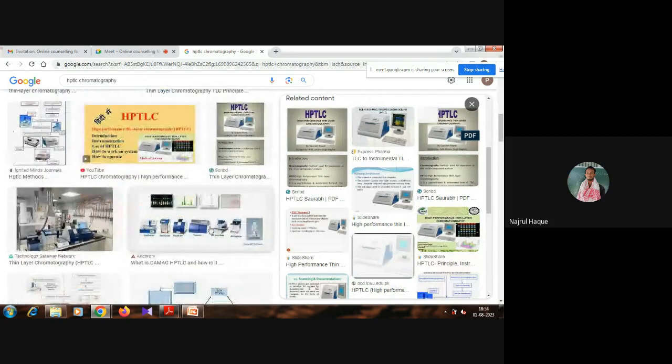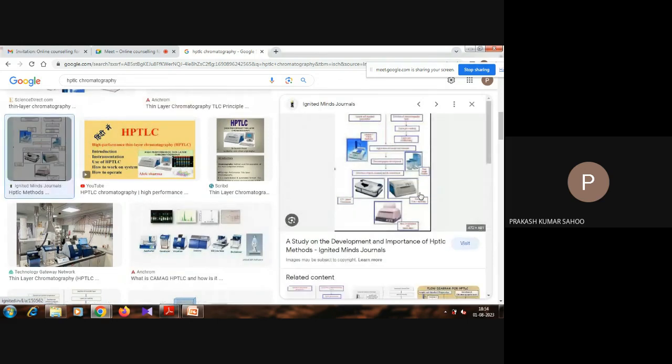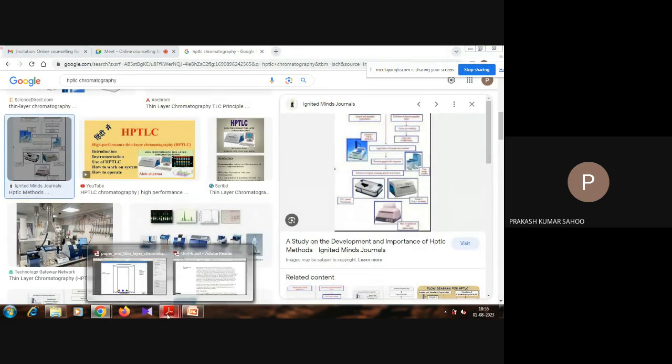Okay, and these are the different components. We have your applicator, developer, visualizer. This is for your spotting. Then scanner, MS interface, that is mass spectroscopy interface also coupled with this. Then your derivatizer. So these are the different components we have in your HPTLC.